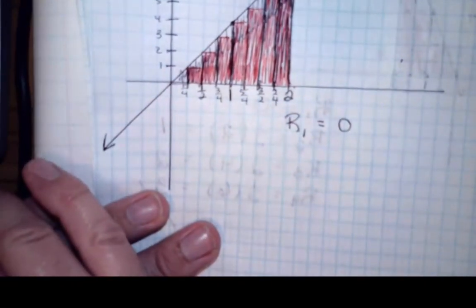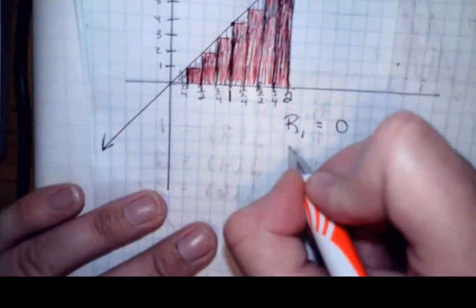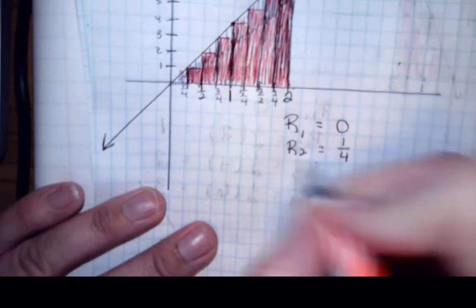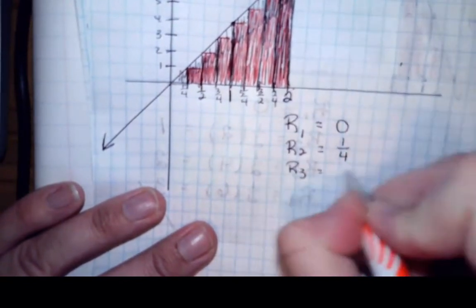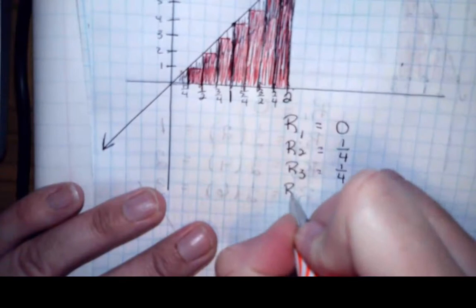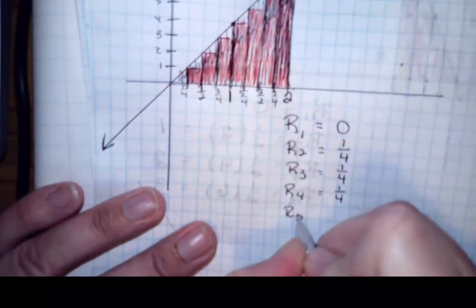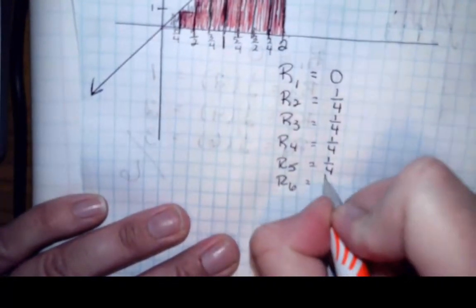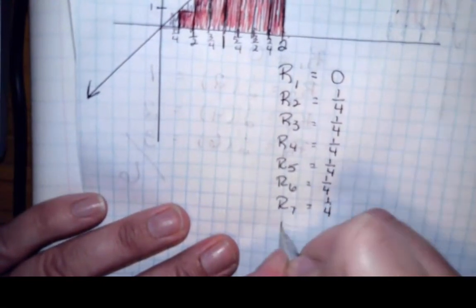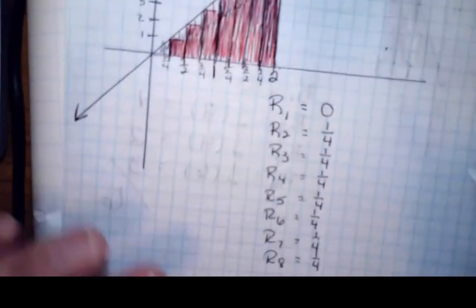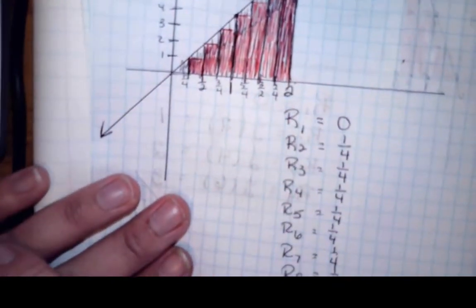There's no height, so rectangle 1 has an area of 0. Rectangle 2 has a width of 1/4. So let's go ahead and do this. We've got widths of 1/4. Rectangle 4 has a width of 1/4. Rectangle 5 has the width of 1/4. Rectangle 6 has the width of 1/4. Rectangle 7 and rectangle 8 have the width of 1/4. So I already know the width of each one. I just have to figure out the height.